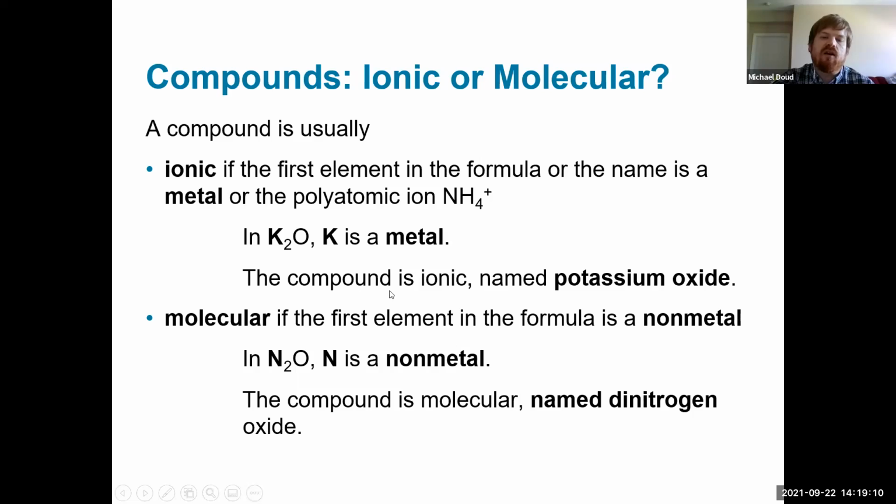Now, it's going to be molecular if that first element is instead a nonmetal. Note again, the big exception here is if you have your ammonium cation. Just the ammonium cation means that it's an ionic compound. So for example, N2O, which looks similar to K2O but is a very different compound. N is a nonmetal, and that means that we're going to name it using molecular nomenclature. So it's dinitrogen monoxide.